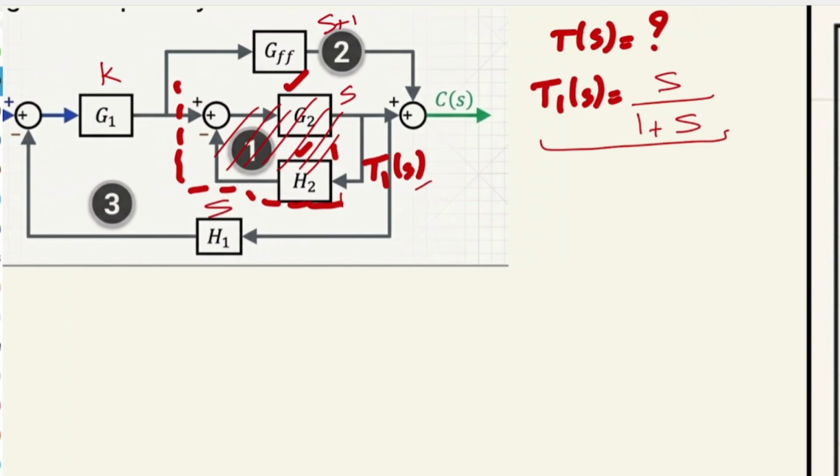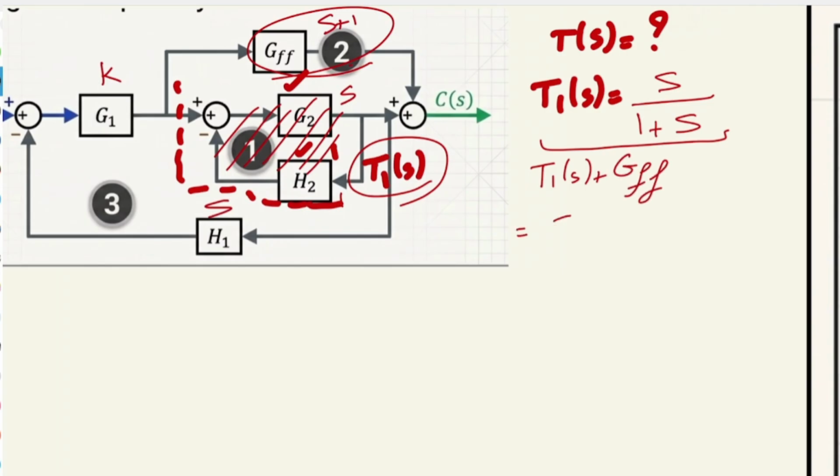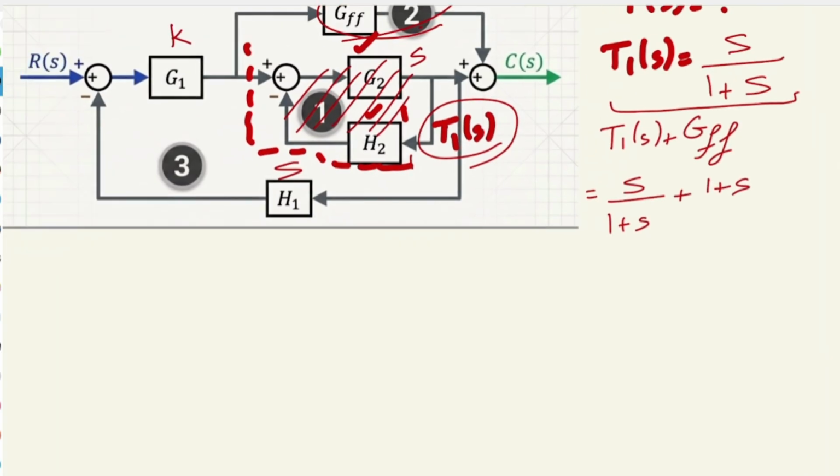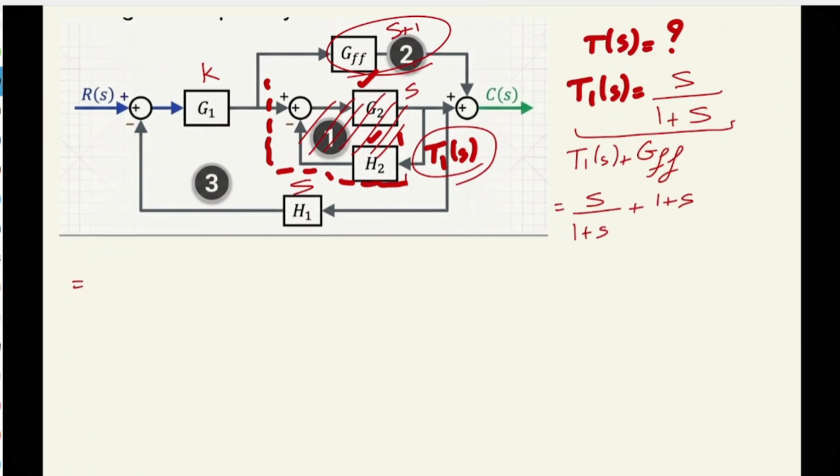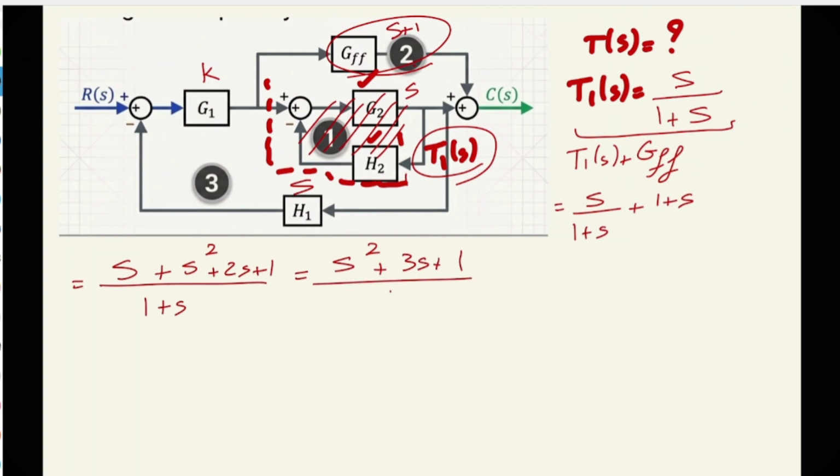At this point, I have one block, T1S, and I have another block that is in parallel with that one, S plus 1. As you guys know, the only thing we have to do in order to combine these two is add them together because they are parallel. So T1S plus GFF is going to be 1 divided by 1 plus S, plus S plus 1. As you know, the only thing we have to do is find the common denominator, which is going to be 1 plus S. I can write it down: it is 1 plus (S plus 1) times (1 plus S), which is S squared plus 2S plus 1. So at the end of the day, I have S squared plus 3S plus 1 divided by S plus 1. So this guy would be the combination of T1S and what?